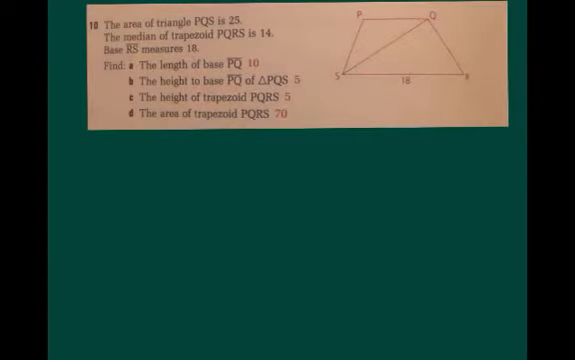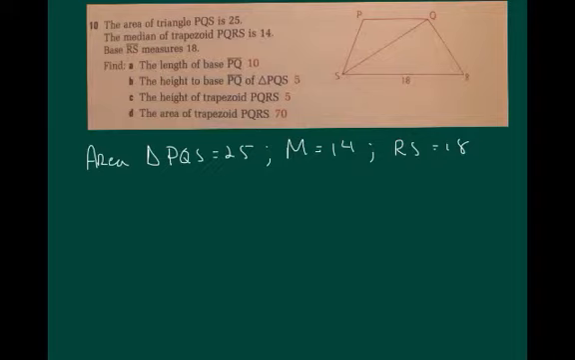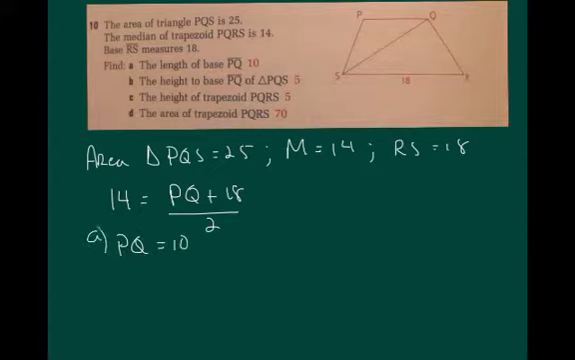Okay, number 10 on page 526 can be a tricky problem. Take a minute and look at the given information. In order to find PQ, I'm going to use the fact that the median equals 14, and I know that that equals PQ plus 18, which is the other base, divided by 2, which means, solving for PQ, PQ equals 10. And that's our answer to part A.